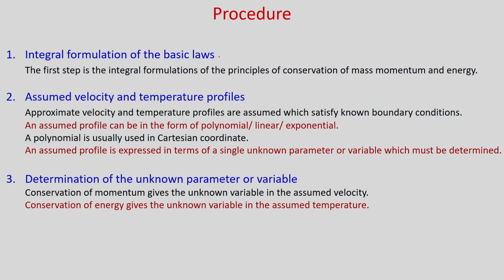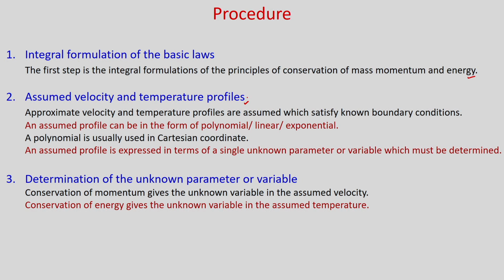Now, let us discuss the procedure we will follow when we use this approximate method or integral solution. First, we have the integral formulation of the basic laws. The first step is the integral formulation of the principles of conservation of mass, momentum and energy. So, first you see what the governing equations are for that fluid flow and heat transfer phenomena, then you write them in integral form. Next, you assume the velocity and temperature profiles. So, approximate velocity and temperature profiles are assumed which satisfy known boundary conditions.